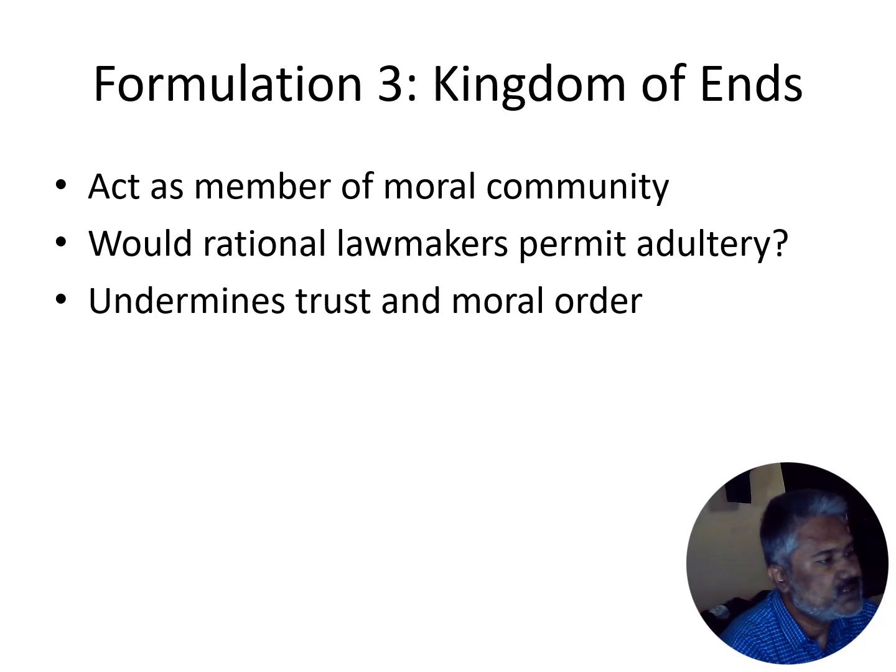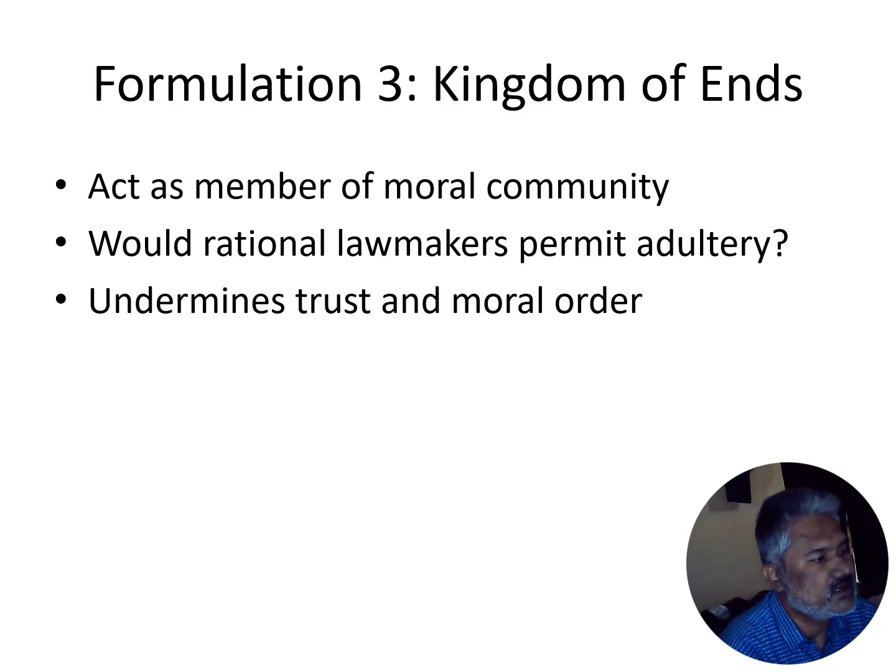The third formulation is the formula of kingdom of ends. This formulation asks us to imagine ourselves as members of a moral community governed by rational laws that we collectively endorse. In such a community, individuals act according to principles that could be accepted by all rational agents. If we consider adultery within this framework, we must ask whether rational lawmakers would endorse a rule permitting marital deception.